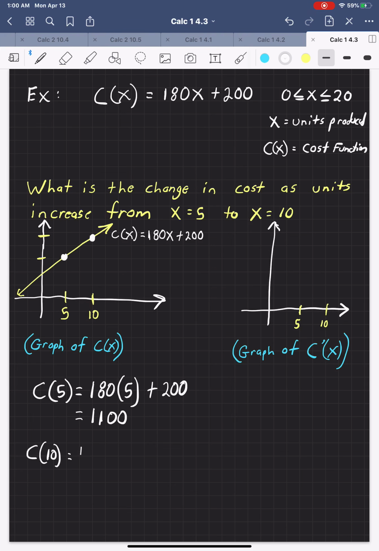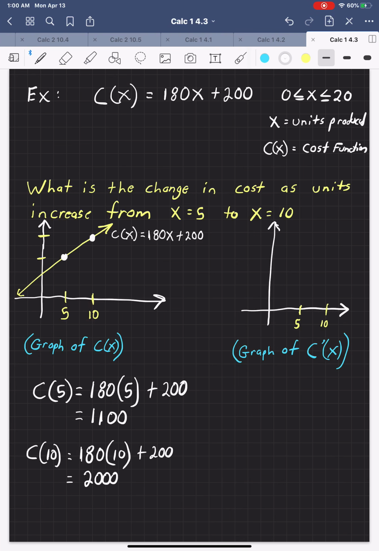Well, okay, that would be 180. Let's do 180 times 10 plus 200. In other words, 180 times 10 plus 200 would be 2,000. So now you've got $2,000 in costs.